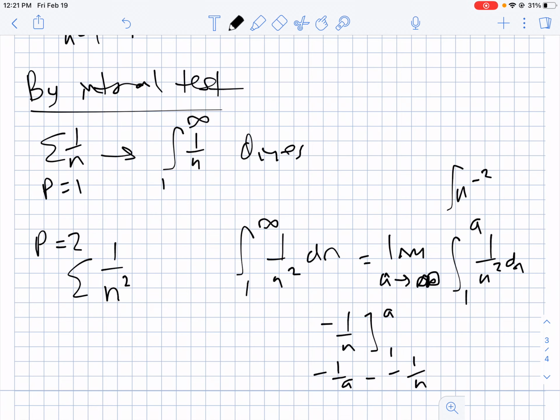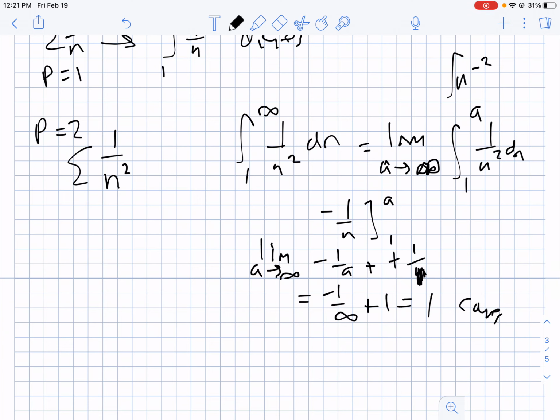Now, what if you take a smaller value? Of course, if you have p equals 3, you get the same case. If p equals 3, you have 1 over n cubed, which integrates to negative 1/2 times 1 over n squared, and the same thing happens. But what if you have a smaller value? What if you try, say, p equal to 1/2? That would be the sum of 1 over square root of n, that's n to the 1/2 power.